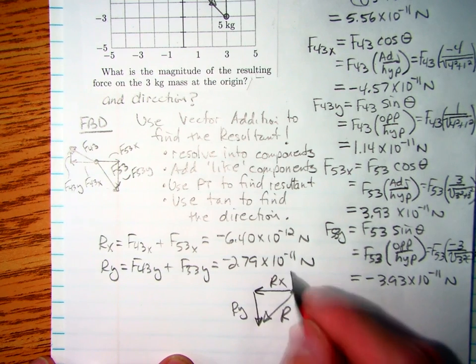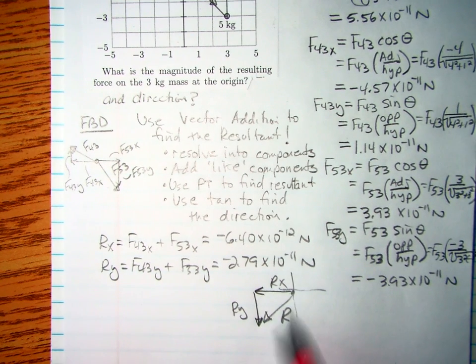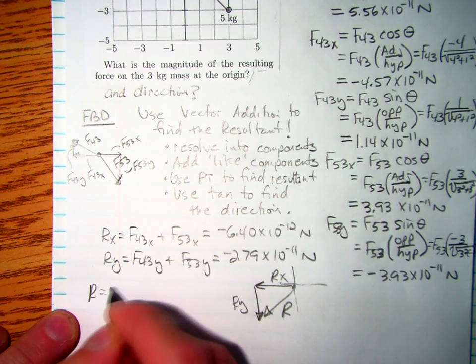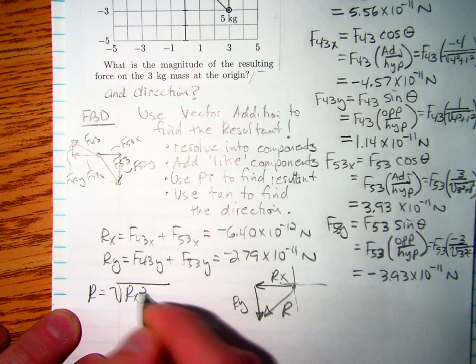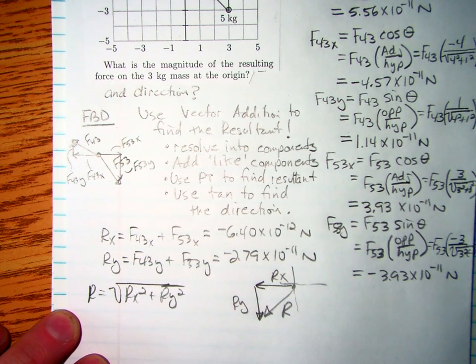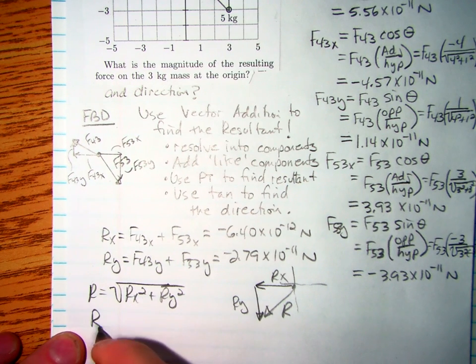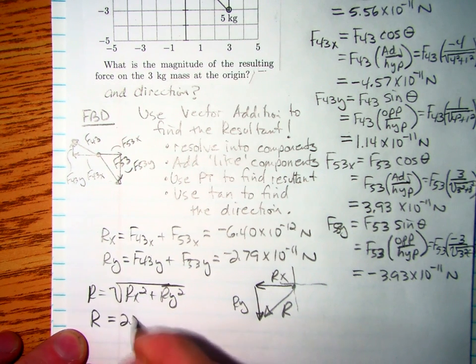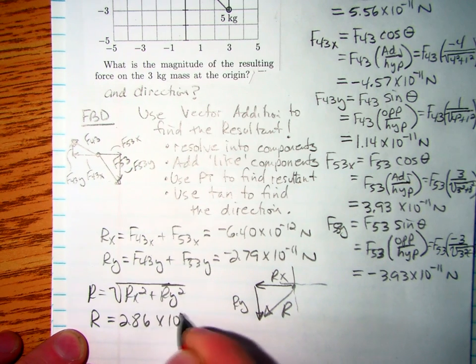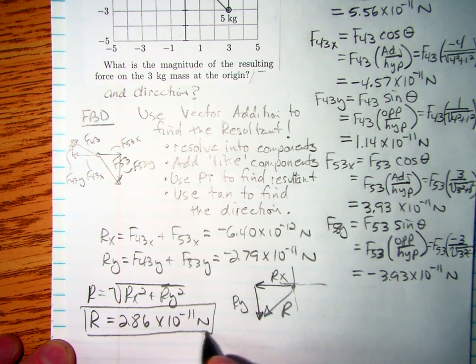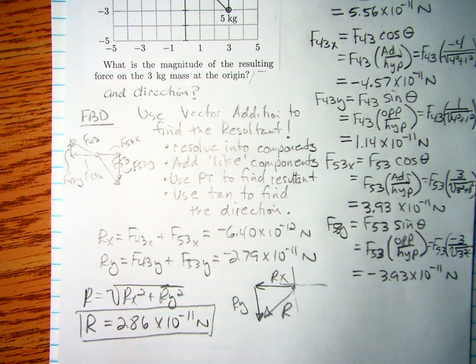We're going to use the Pythagorean theorem to find the hypotenuse of this new right triangle. R is equal to the square root of Rx squared plus Ry squared. And that, when you calculate it, is equal to 2.86 times 10 to the minus 11 newtons. Okay? So we're just putting back together again the pieces that we found by adding components.